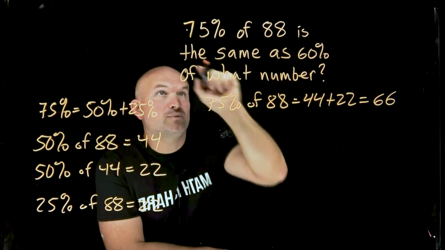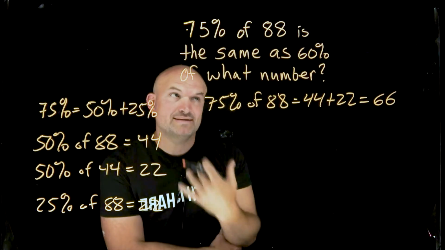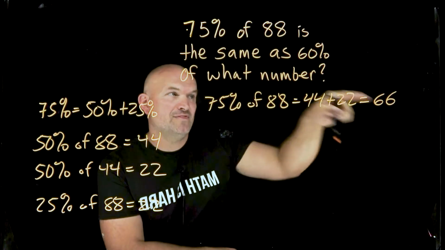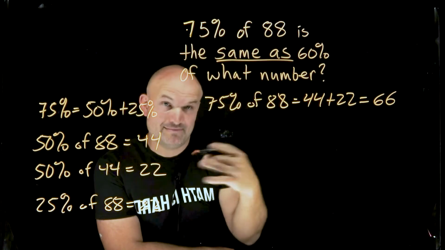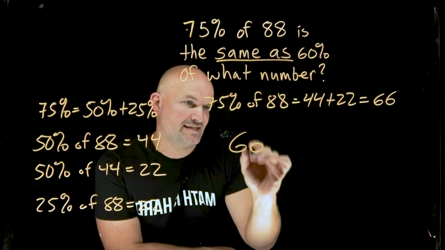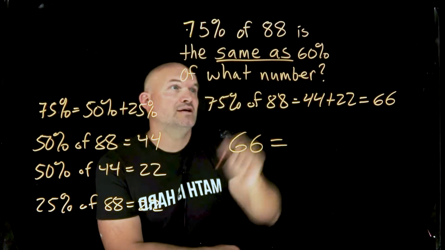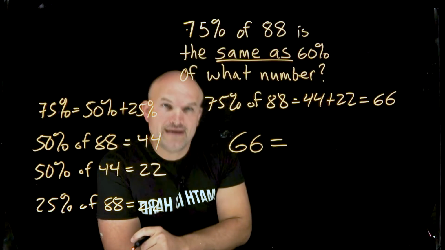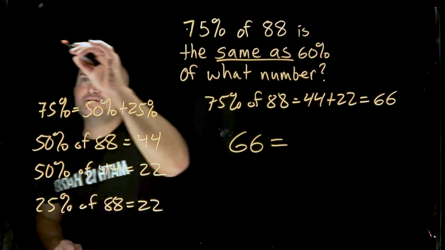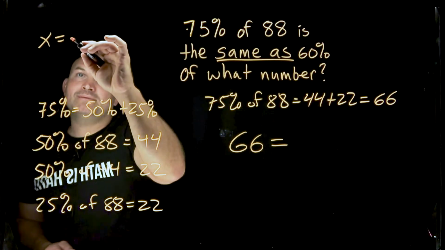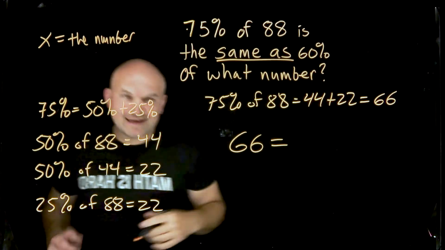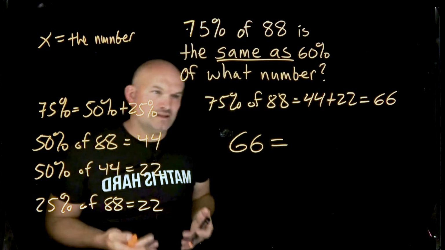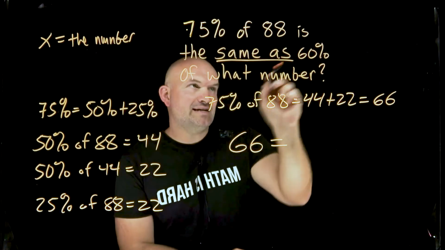All right, so that is what is 75% of 88. Now, what's important here? What are we trying to find? This number is going to be equal to, that means equals, so we can say 66 is going to be equal to 60% of what number? Now, we don't know what the number is, so let's create a variable. X equals what number? The number. Now, again, you can use y or m or p, doesn't really matter, but we need to identify 60%.